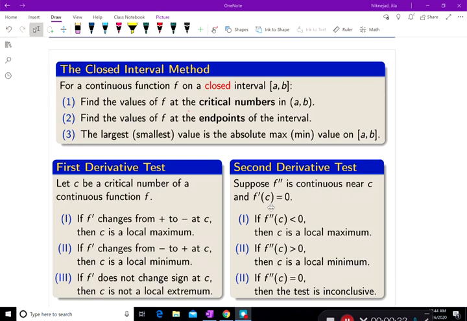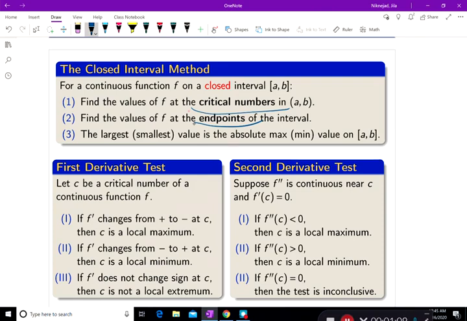So what are the methods? For the absolute extremum, it's the closed interval method. If the function is continuous, it will attain its absolute max or min between its critical numbers or endpoints. So you find all the critical numbers, you find the endpoints, and you plug them into the original. Whichever is the max is going to be max, whichever is the min is going to be min.